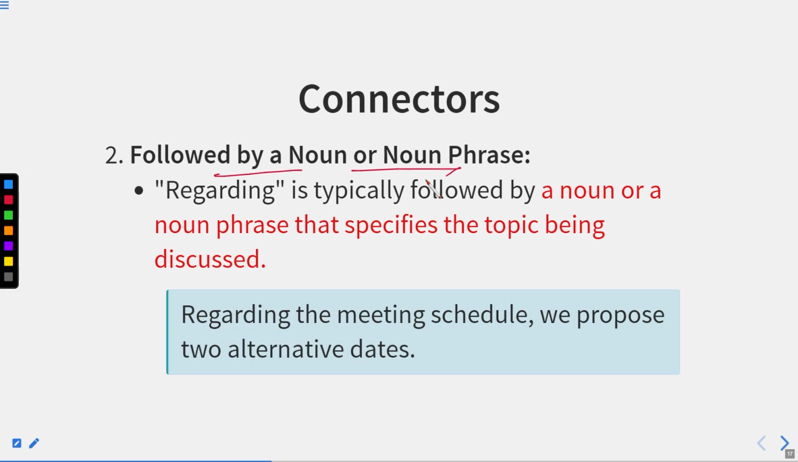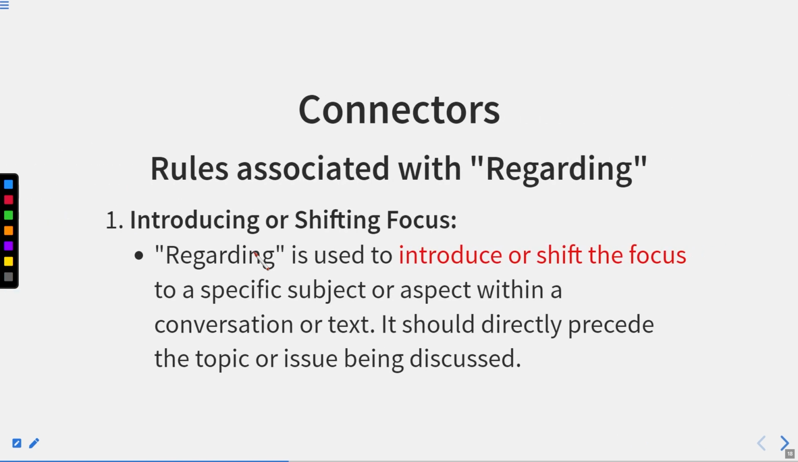Now, followed by a noun or noun phrase. Regarding is typically followed by a noun or a noun phrase that specifies the topic being discussed. Now, it is not joining two sentences or two clauses together. It means regarding is used within the sentence, and it is followed by a noun or noun phrase that is written according to the sentence given to us, and also it is linking to another part of the sentence. So it behaves like a preposition.